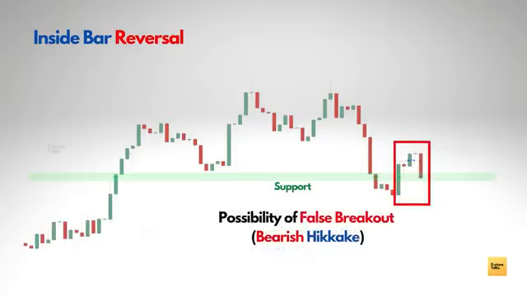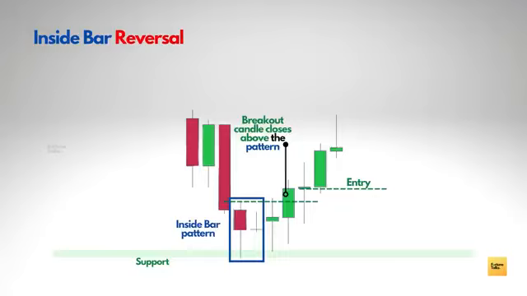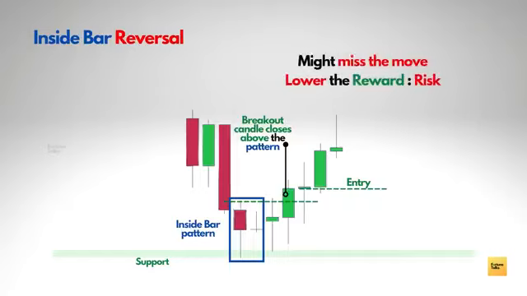But on the downside, there is a possibility of a false breakout due to a bearish Hikake pattern, as we have learned earlier. You can avoid this trap by taking a more conservative approach. You can wait for the breakout candle to close and enter the very next candle if the breakout candle managed to close above the reversal candle high. Now again, in this scenario, you risk missing a big move, or sometimes it can lower your reward to risk potential. So clearly, there is no right or wrong answer to it. So you have to find a trade entry which suits you best.